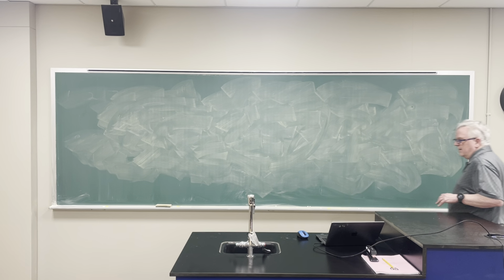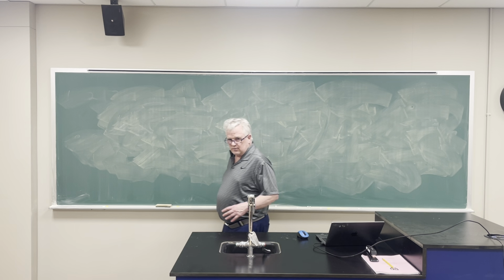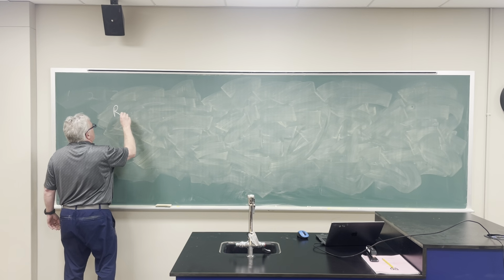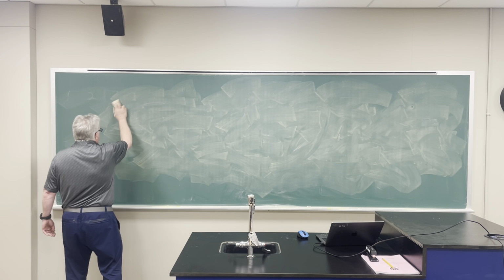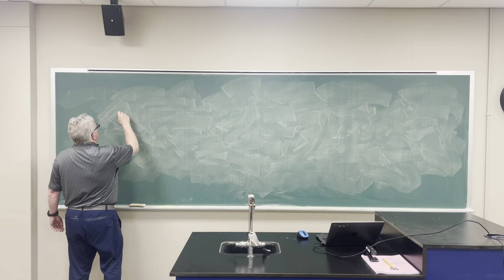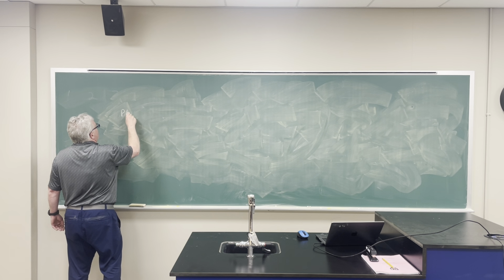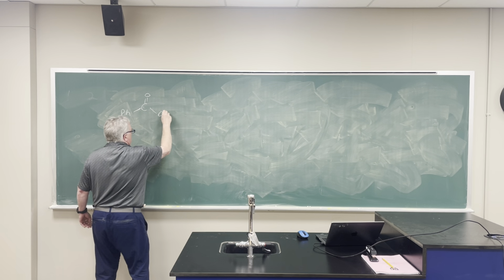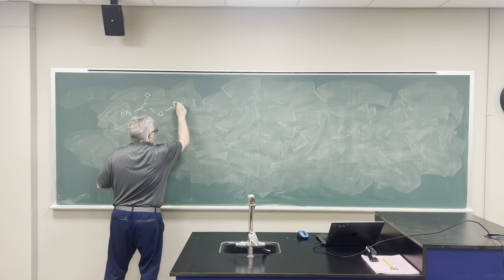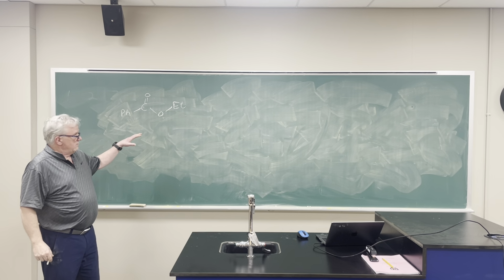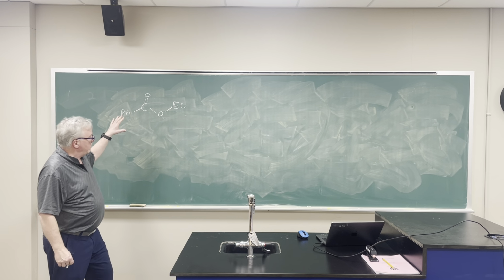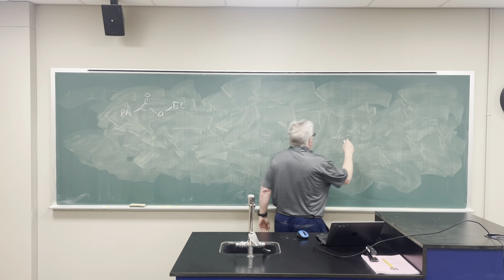Okay, so esters are made by reaction of a carboxylic acid with an alcohol. Let's do a real ester. Let's do this ester, Ph, that's a phenyl ring. So this is the ester of ethanol and benzoic acid.